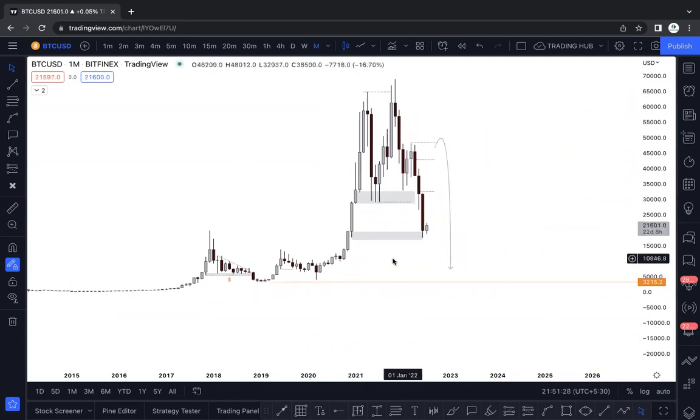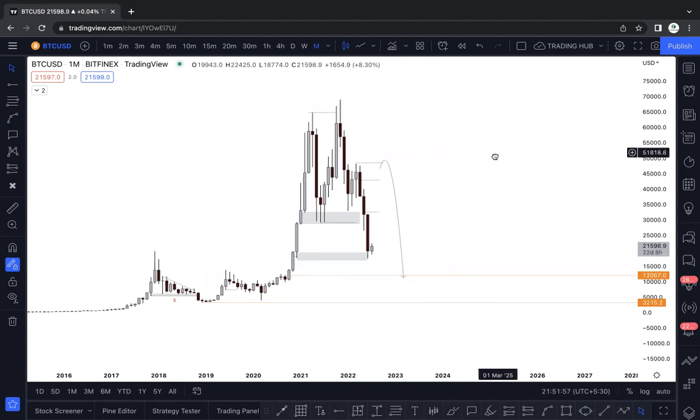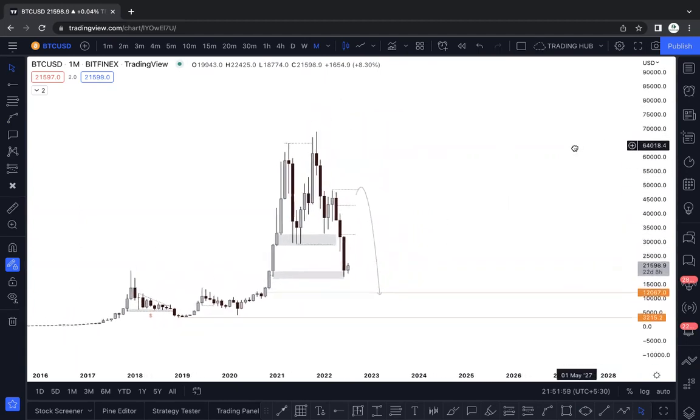This is a low taken out on the left side. This is the first order block, which is here. So in the upcoming days, weeks, months, we can see price here at $12,000. When price comes back to $12,000, then you can buy and hold for the next few years, maybe 2 years, 3 years, because it takes a lot of time to complete a cycle. And next time, I hope Bitcoin will hit 100K.